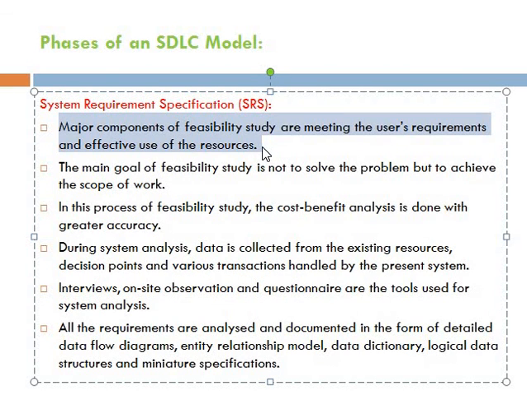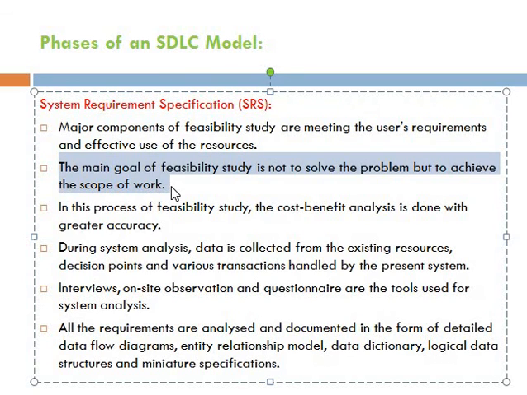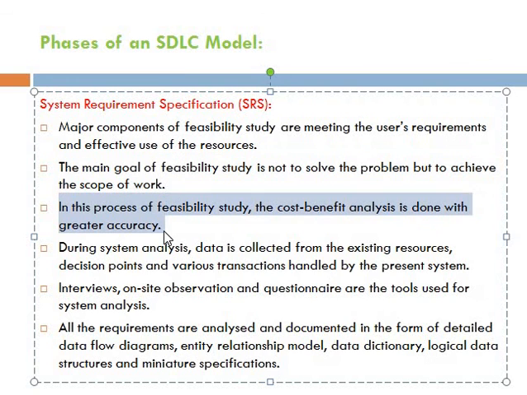The major components of the feasibility study are meeting the user's requirements and the effective use of the resources. The user here refers to your client. The main goal of the feasibility study is not to solve the problem but to achieve the scope of the work. In this process of feasibility study, the cost-benefit analysis is done with greater accuracy.